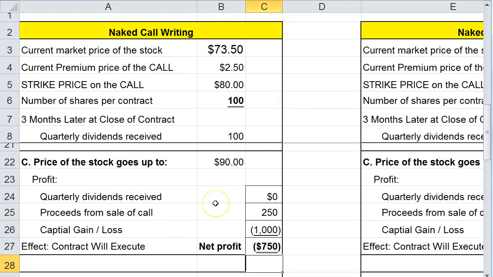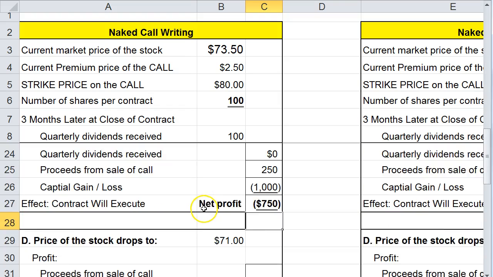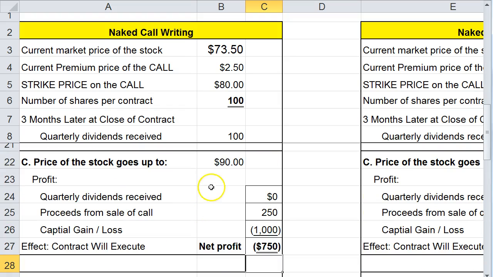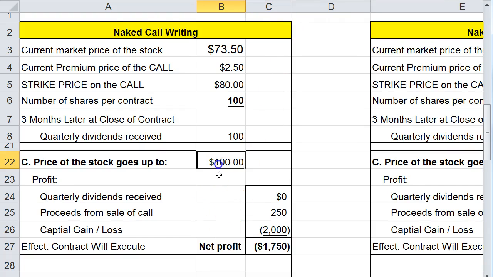So again, here would be a $750 loss. The more the stock price goes up, the more money I'm losing. If the stock price went to 100, I lose 1,700. At 125, I'm losing $4,000. At $200 a share, I'm losing even more.